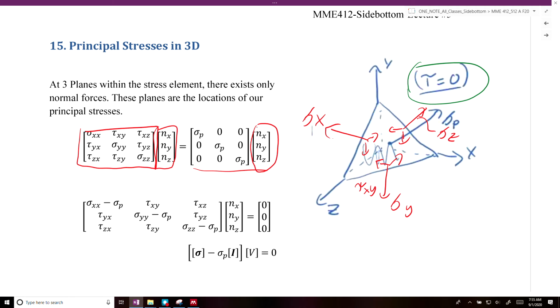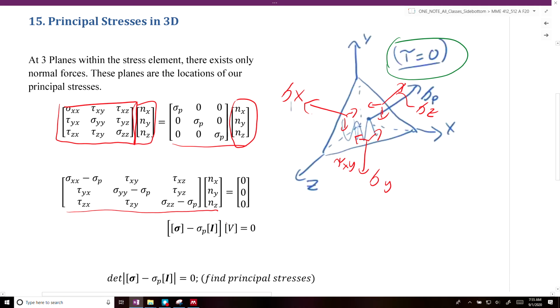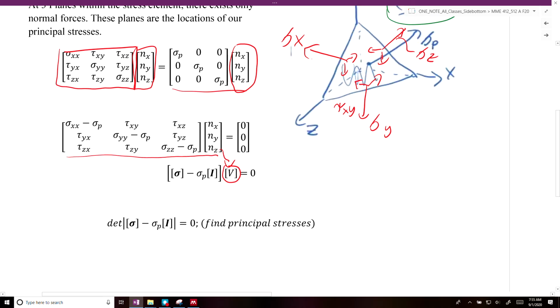to be a single equation where we have our one matrix, which is equal to our stress matrix minus the principal stress value times I times our eigenvector v, which we'll define using our directional cosines. So we know that the determinant of sigma minus sigma p times I is going to be equal to 0. So we'll use this to find our principal stresses.